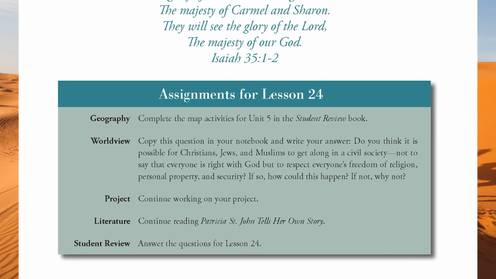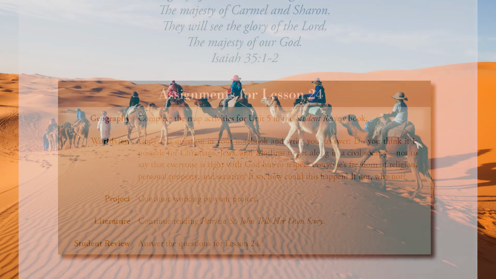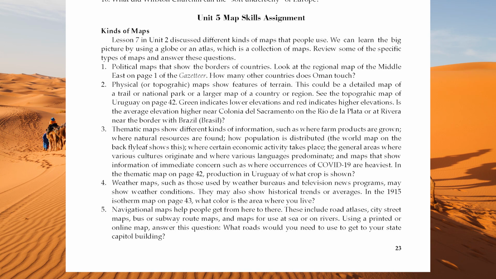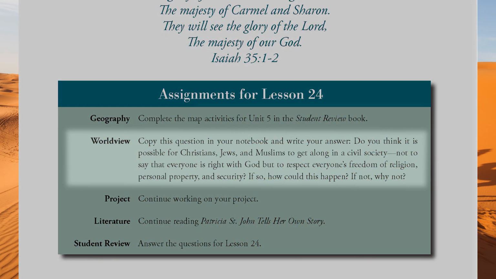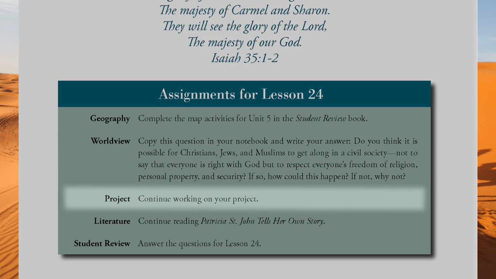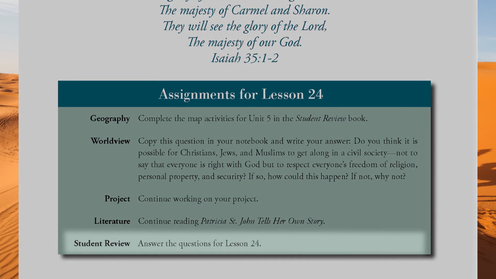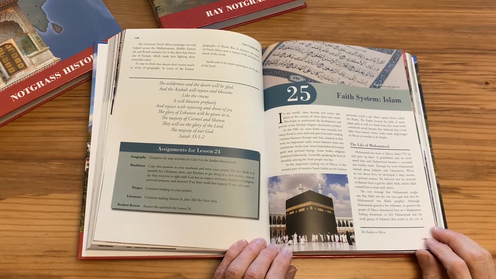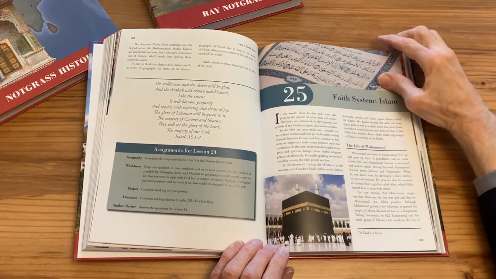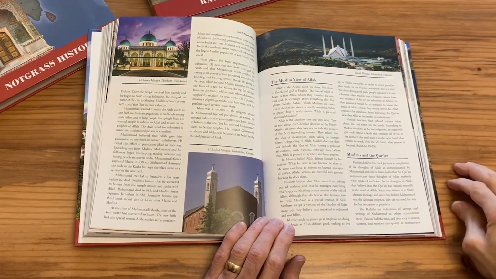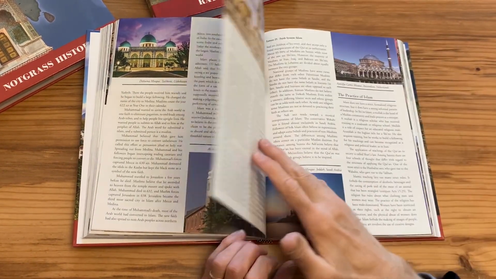Lesson 24 assignments include a map skills activity in the student review book, and we scheduled the documents and the map skills assignments so that the student wouldn't have an overload of assignments on any given day. A worldview question, reminders about the project and the literature, and answering the questions in the student review book. Lesson 25, the 5th and last lesson in the unit, is a worldview lesson, which is a survey of the religion of Islam, which is a major part of the culture of North Africa.